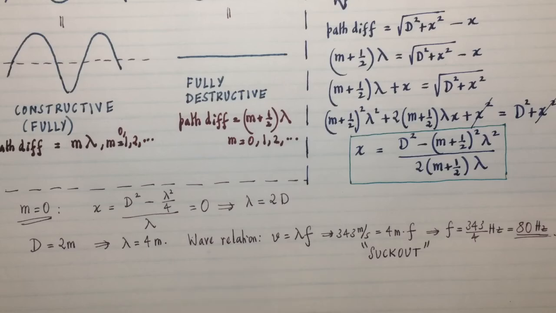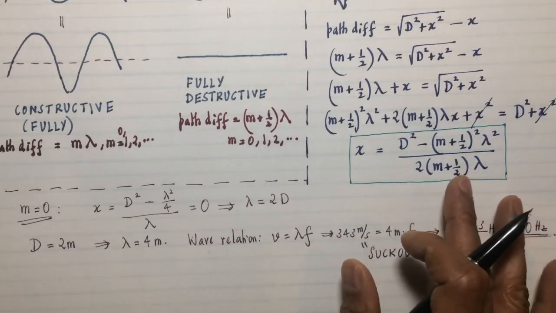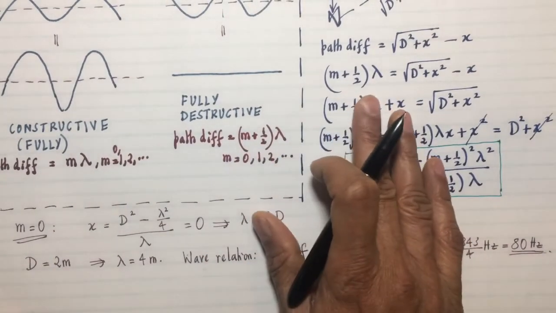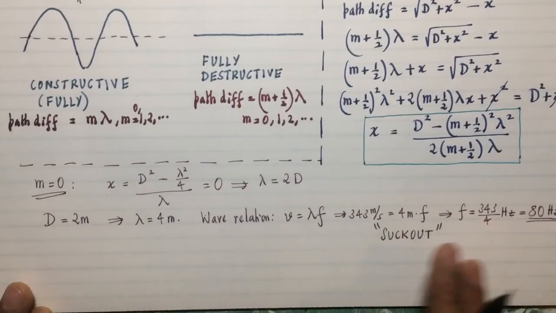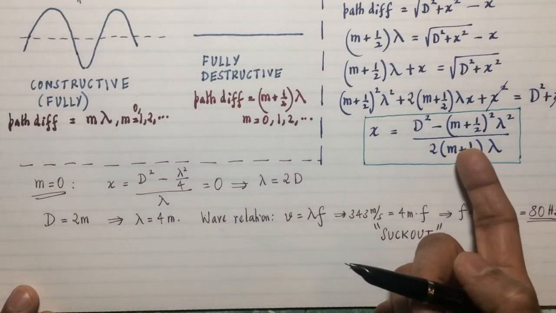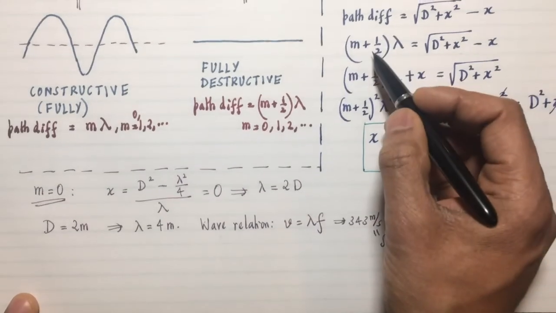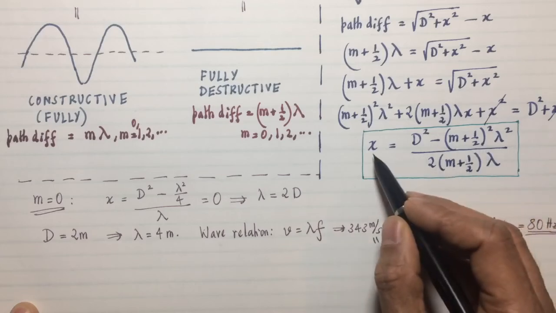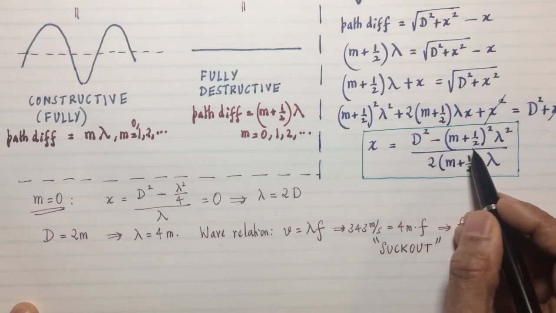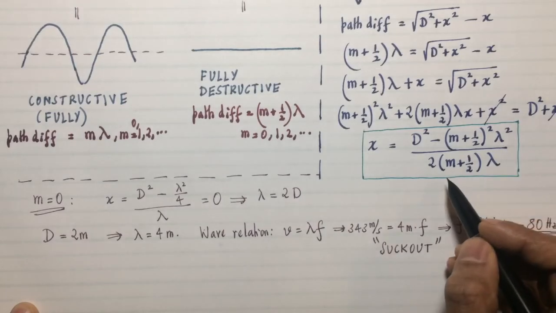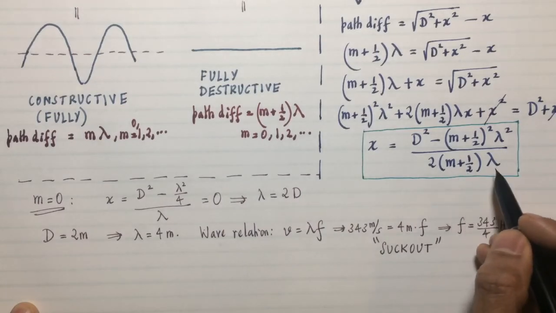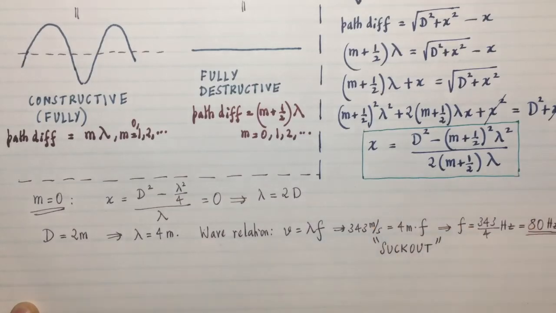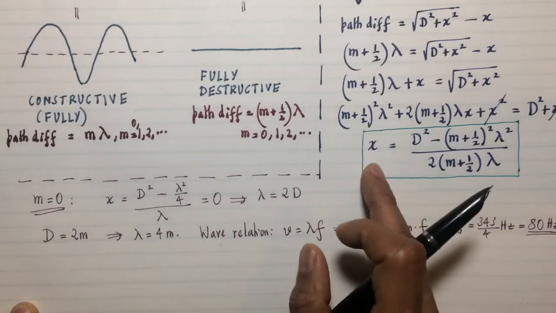Another way you can do this problem is, rather than figure out what x is to avoid, you can choose to put m lambda instead of m plus half lambda, and that will tell you where to actually put the speaker. You can also do that. I went this route, but you could as well have put path difference equals m lambda and solved the whole thing with just m lambda here. The only difference is this would be x equals d squared minus m squared lambda squared divided by, here you get 2m lambda. And that would give you the positionings where you need to sit to listen to a specific frequency instead of where you do not need to sit.